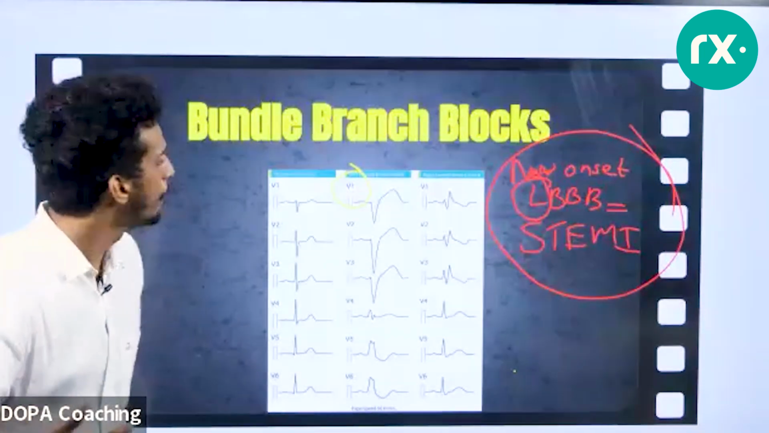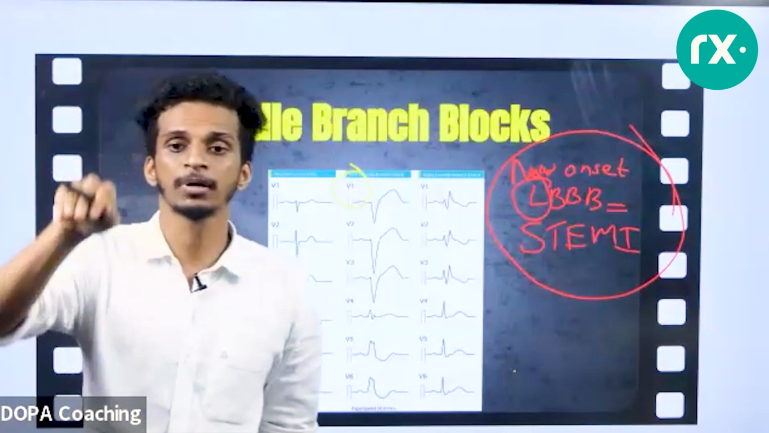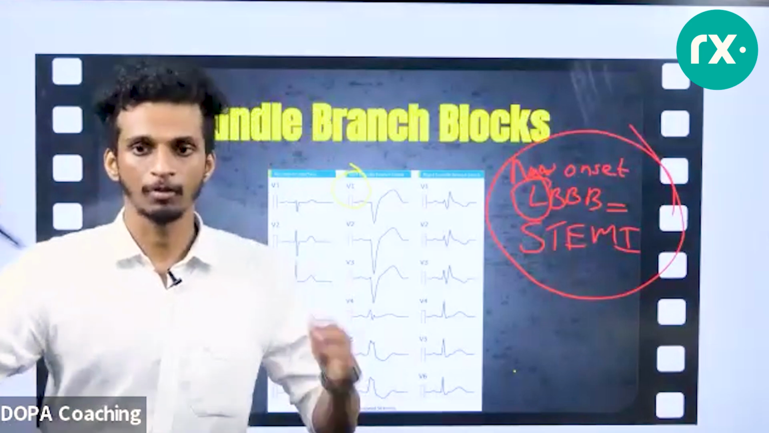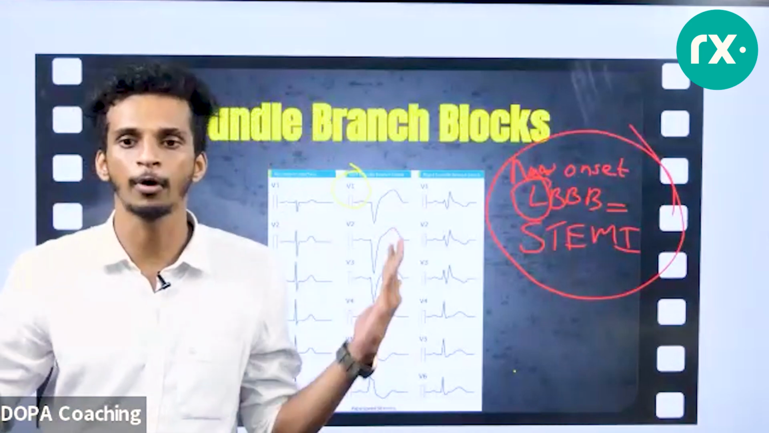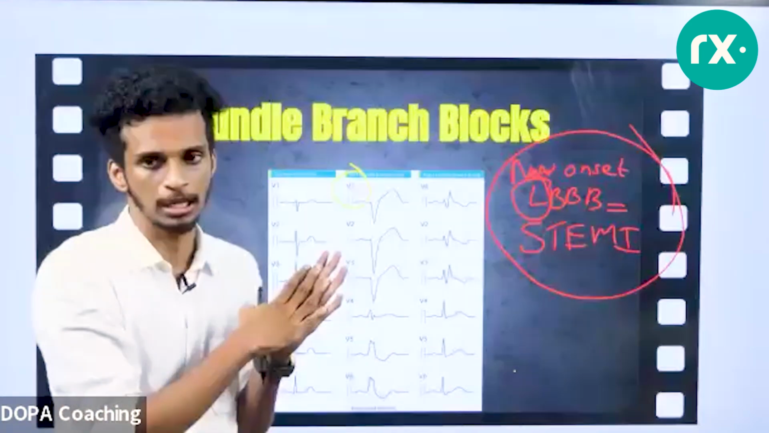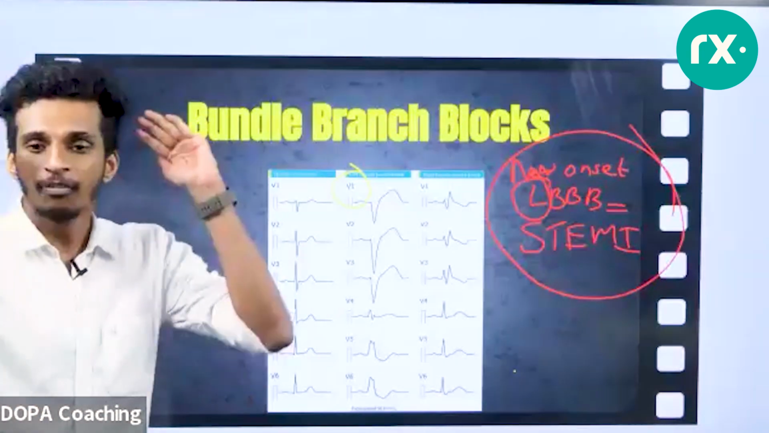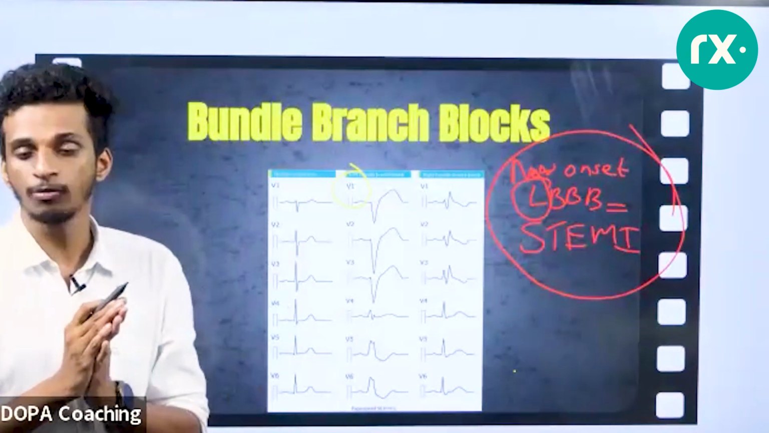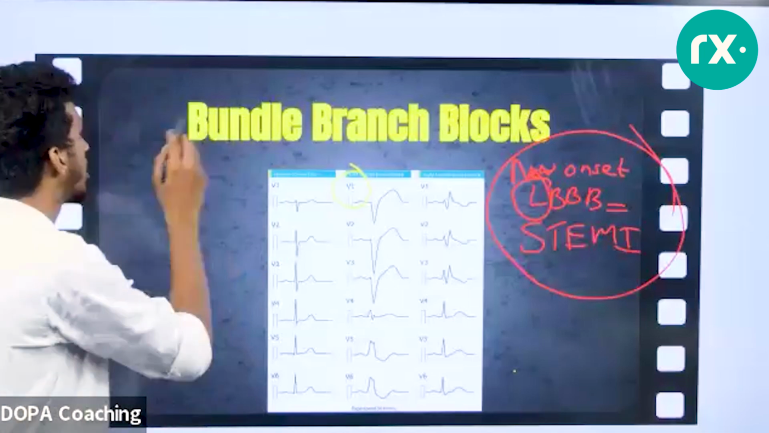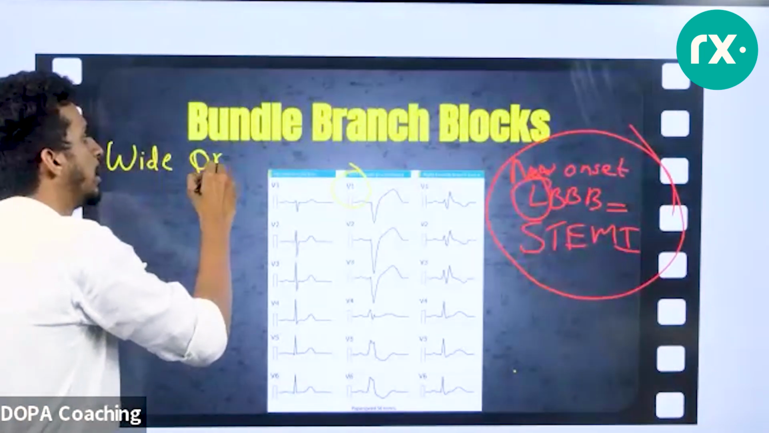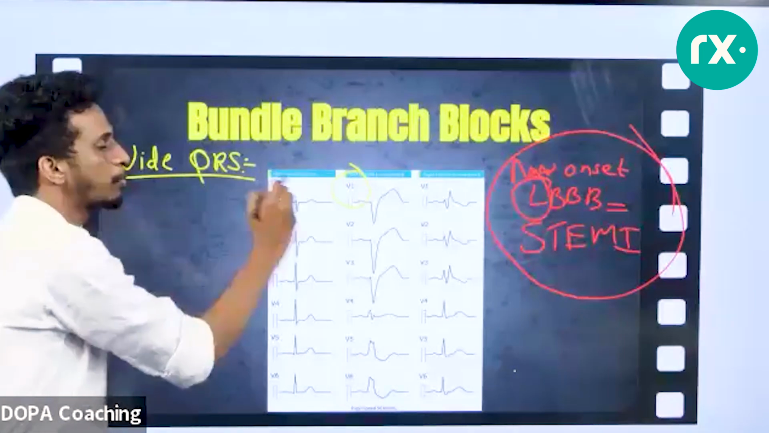I'll come to that. But before that, when will we suspect bundle branch block? That's more important, right? Because whenever you see an ECG, we have to get some points to suspect bundle branch block. So when should we consider a bundle branch block? We will consider a bundle branch block when we have a wide QRS. Why does bundle branch block produce a wide QRS?